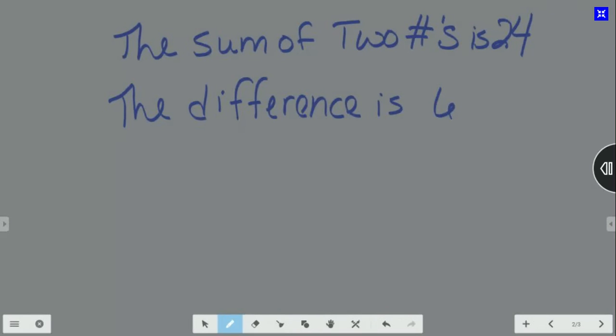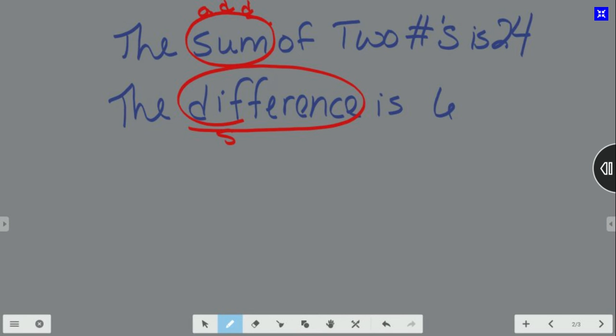What does sum mean? To add, yes. Good job. Okay, and what about difference? That means to subtract.